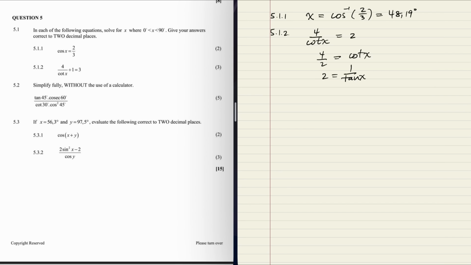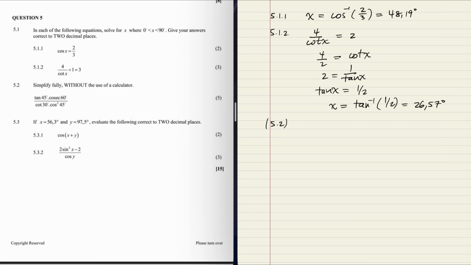Now switch the tan x and the 2, we have tan x equals half. Now we can solve for x. x is equal to shift tan, or arc tan, of 1 over 2, which is equal to 26,57 degrees. Now taking a look at question 5.2, simplify fully without the use of a calculator.